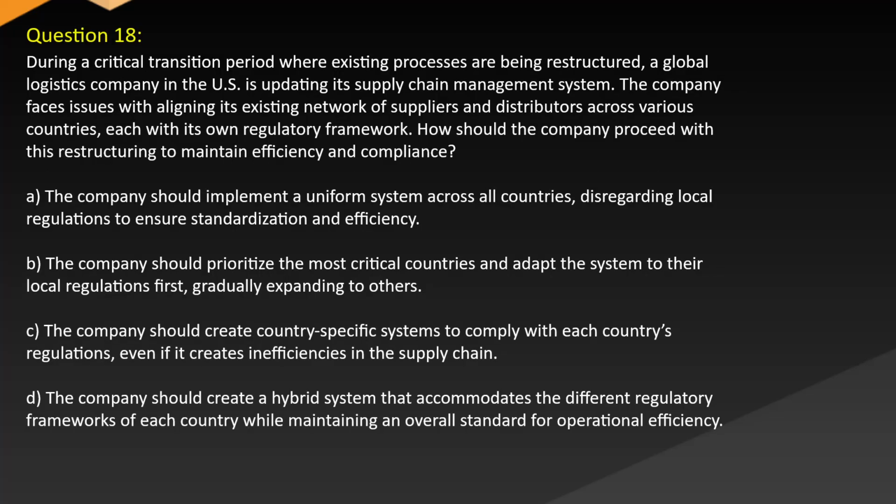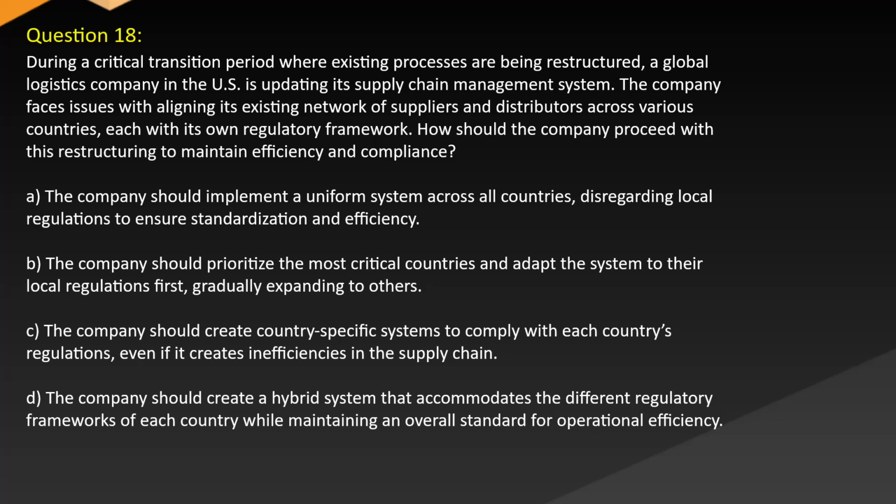Question 18. During a critical transition period where existing processes are being restructured, a global logistics company in the U.S. is updating its supply chain management system. The company faces issues with aligning its existing network of suppliers and distributors across various countries, each with its own regulatory framework. How should the company proceed with this restructuring to maintain efficiency and compliance?